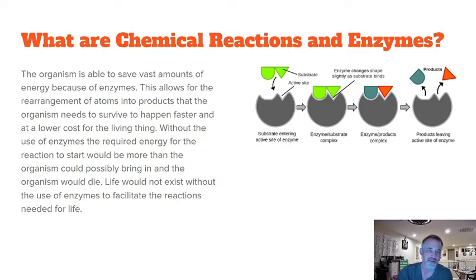So the organism is able to save vast amounts of energy because of enzymes. This allows for the rearrangement of atoms into products that the organism needs to survive. It happens at a faster rate, at a lower energy cost for the living thing. And without the use of enzymes, the required energy for the reaction would probably be more than the organism could possibly bring in, and therefore it would not be viable. You wouldn't have life evolving much further than single-celled organisms.